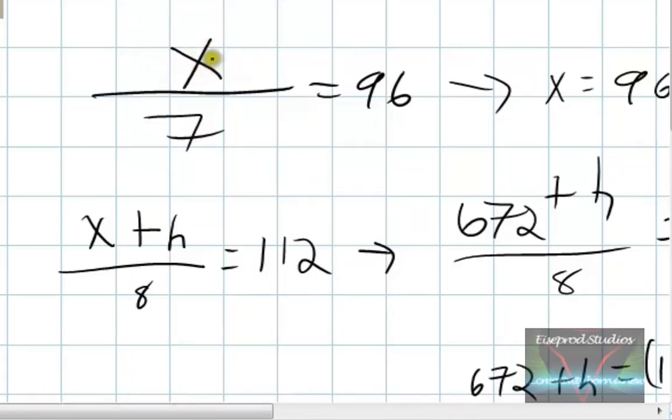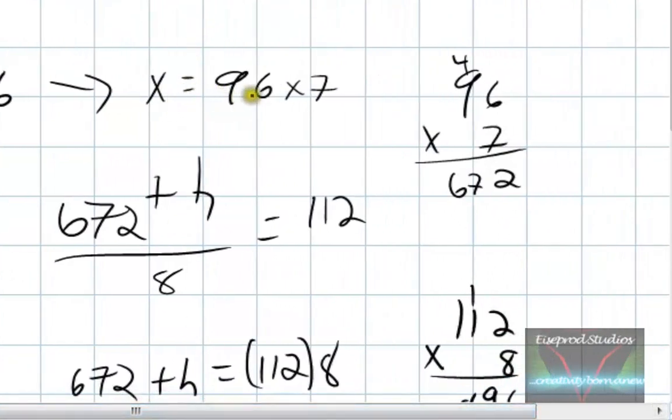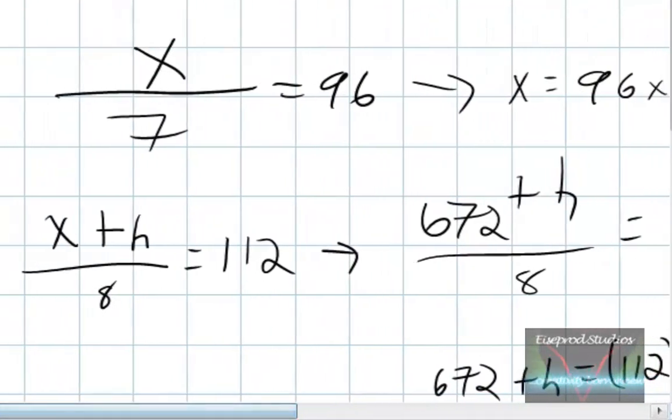That whole sum is x. And it's going to be over 7 because there's 7 numbers, and it's equal to 96, as they told us. So I'm going to then solve for x. So x will then be 96 times 7, which I did the math on the side over here, and it's 672. So they said that when we add another term, then it becomes 112.